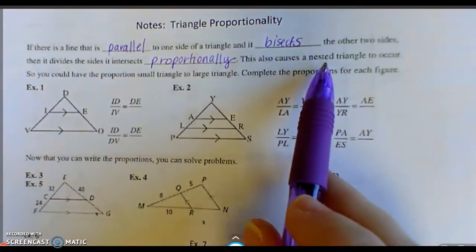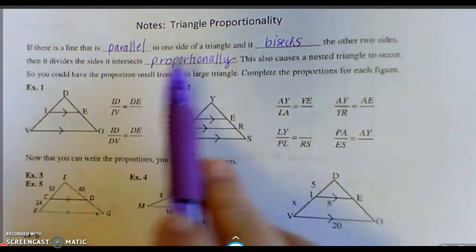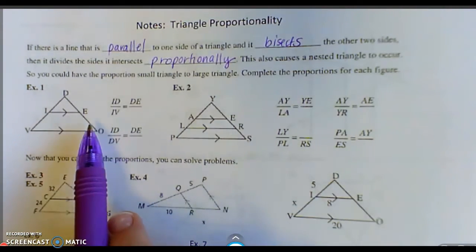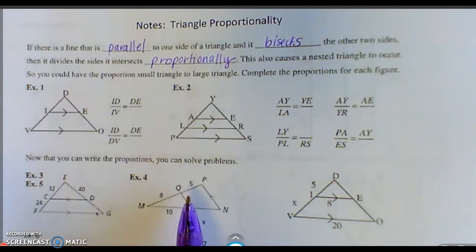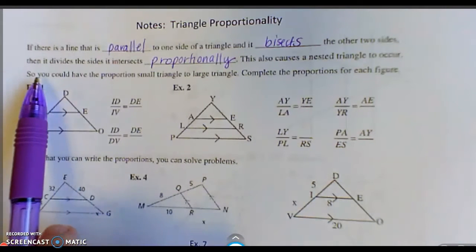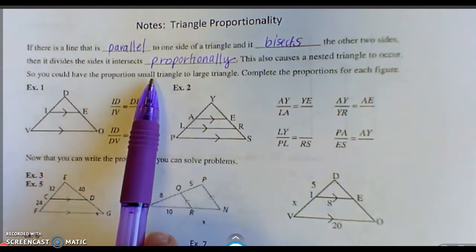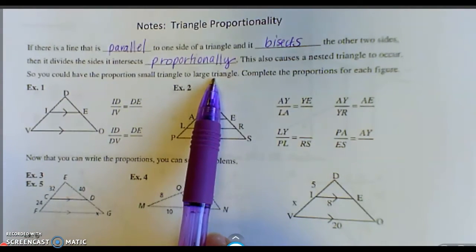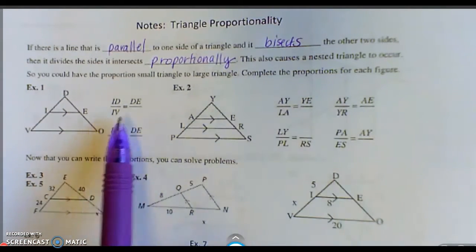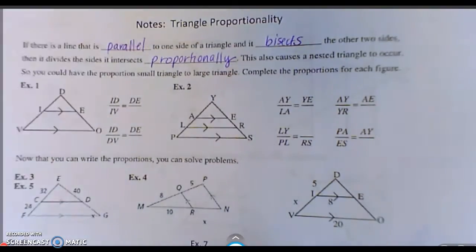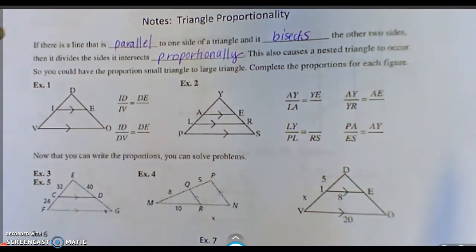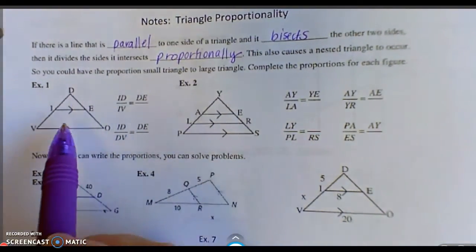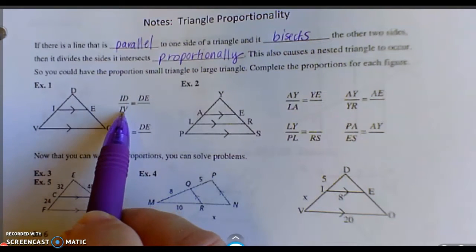And what that means is it causes a nested triangle. Nested triangles are triangles that look like this, where you have triangles inside of other triangles. And it says you can have proportions of the small triangle to the large triangle. So first we're just going to talk about which sides are proportional, and then we'll actually try to find some of the sides. So here it starts off by saying ID and IV.